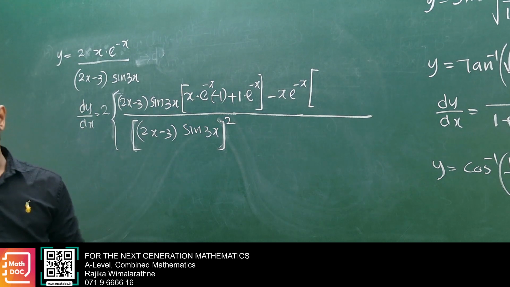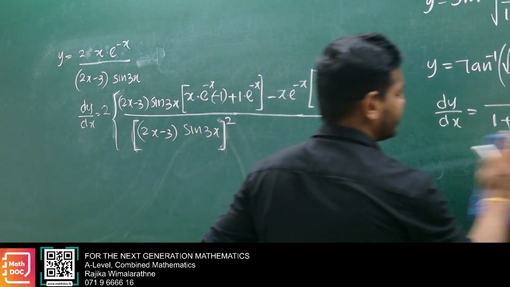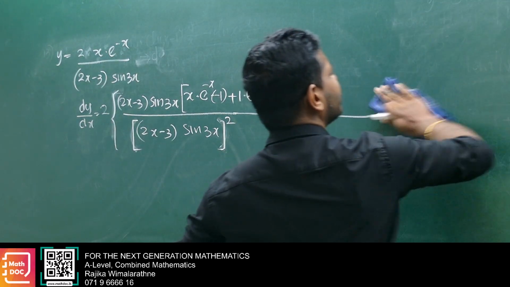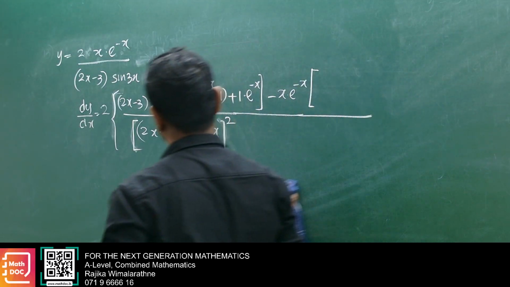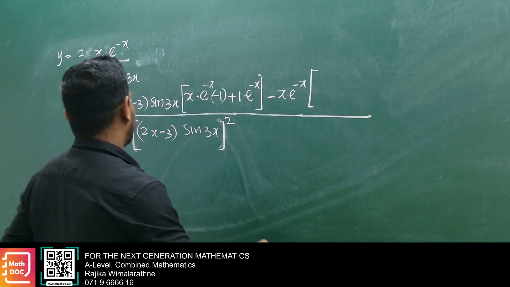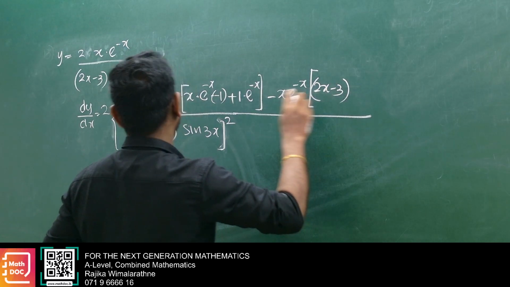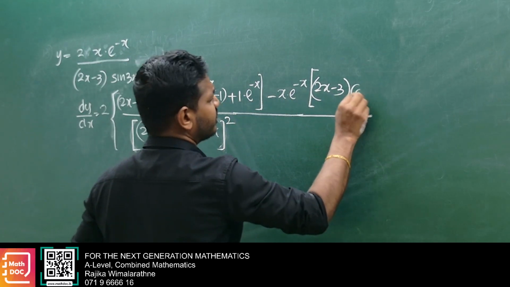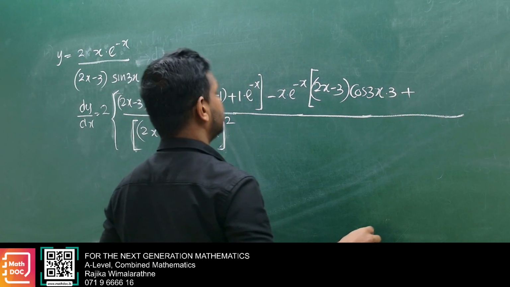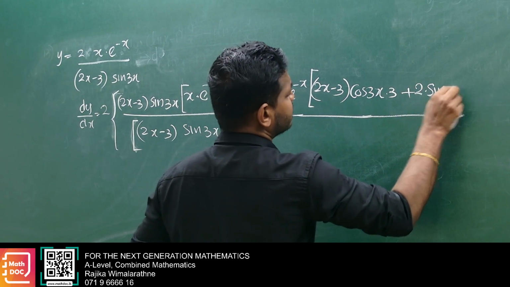Derivative of the denominator we have here. The denominator contains a product. Then 2x minus 3 times derivative of sine 3x, which is cos 3x times 3, plus derivative of 2x minus 3, which is 2, into sine 3x.